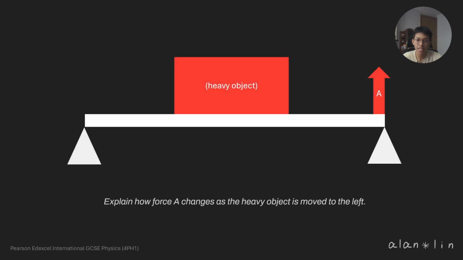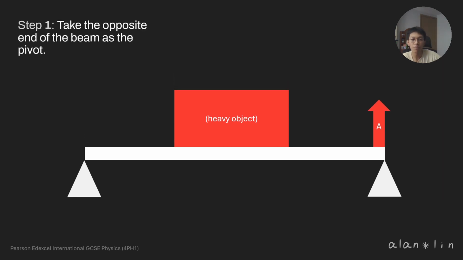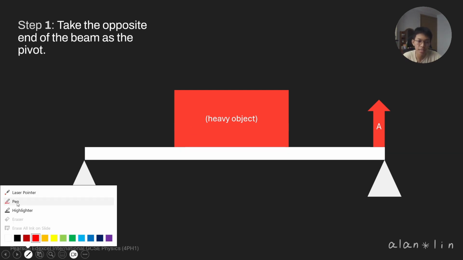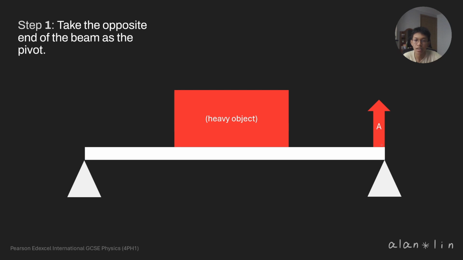An example question could be something like this: explain how force A changes as the heavy object is moved to the left. So how are we going to tackle such questions? Step 1 is to take the opposite end of the beam as the pivot. What I mean is, if we have force A at the right end of the beam, the pivot that we are going to use in this case is going to be the left end of the beam. So this is going to be the pivot.